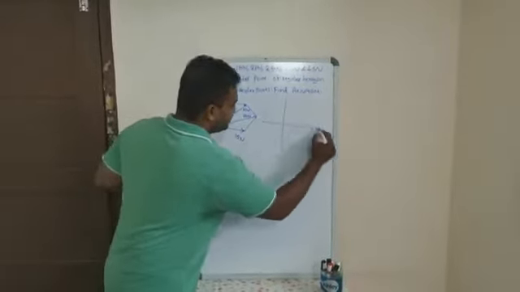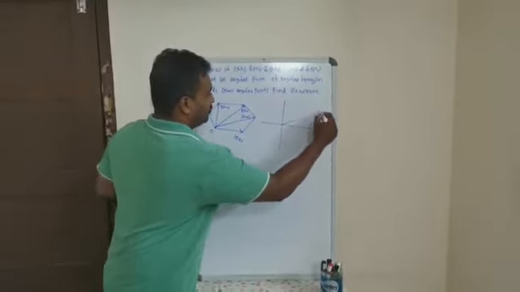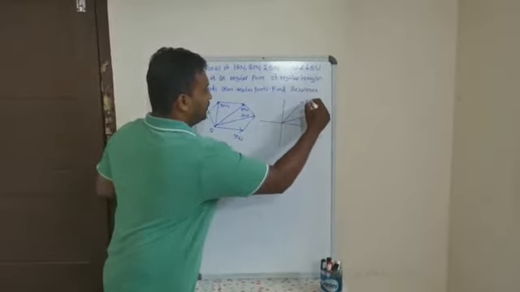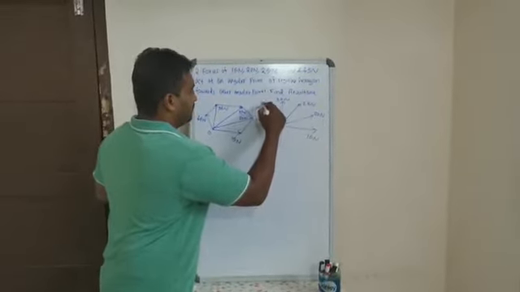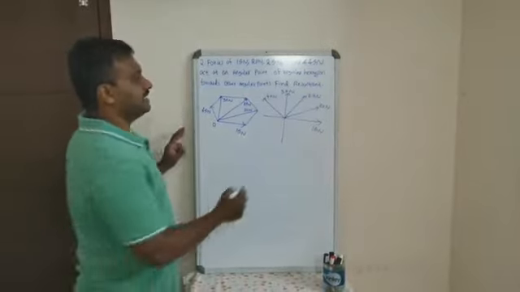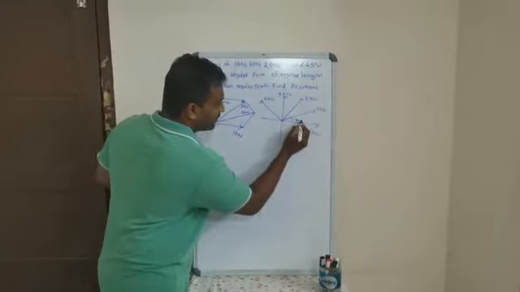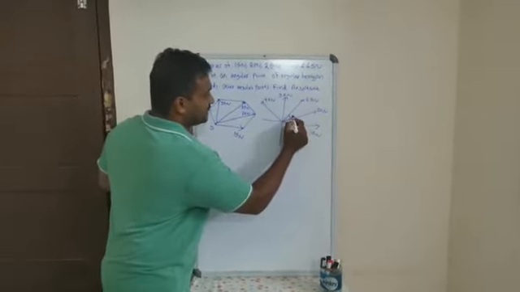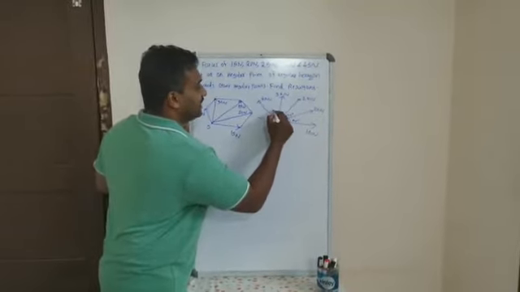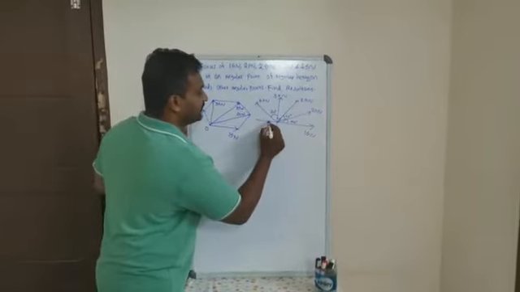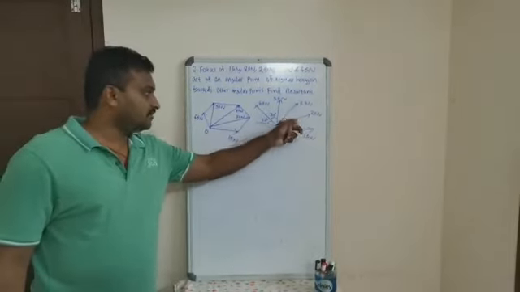While drawing this figure, this 15 Newton force, then 20 Newton, 25 Newton, 35 Newton and 45 Newton. Angular points means the angle between these forces is 30 degree. Here 30 degree. Therefore, what about this force? This angle 60 degree. This 90 degree. Again this angle 30 degree. 30 degree means, measuring from this side, it is 60 degree. Clear? The angles between the forces are 30 degree.